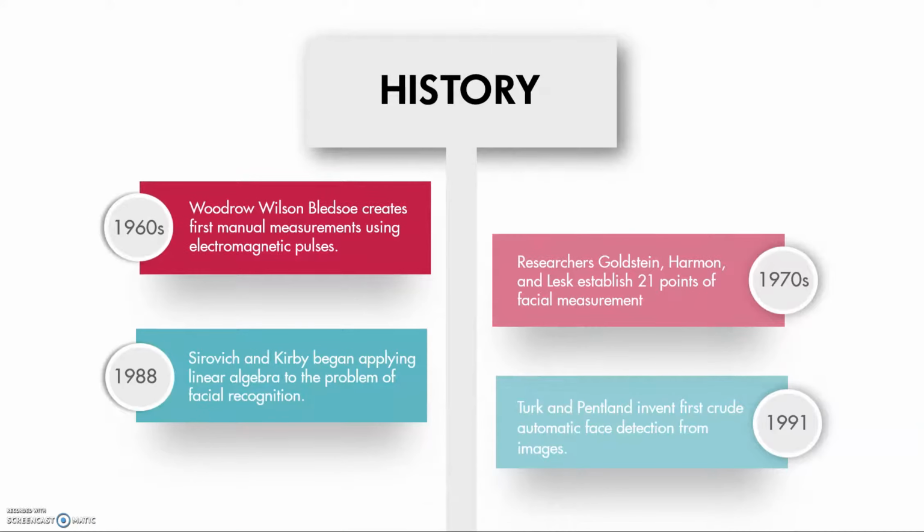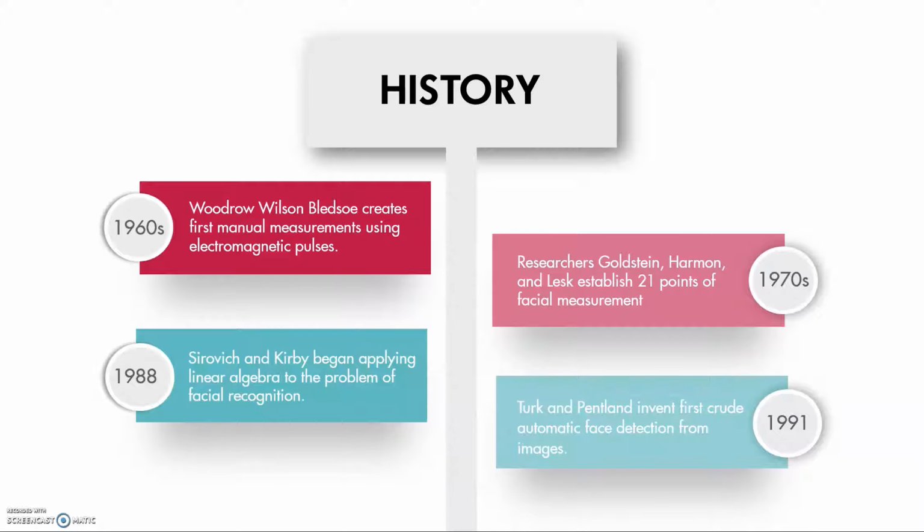So a brief history. Facial recognition finds its roots in the 1960s when a man named Woodrow Wilson Bledsoe created the first manual measurements using electromagnetic pulses on something called a RAND tablet. This was later built upon by researchers Goldstein, Harmon, and Lesk, who established 21 points of facial measurement. And then in 1988, Kirby began applying linear algebra to the problem of facial recognition. And then in 1991, Turk and Pentland invented the first crude automatic face detection from images.